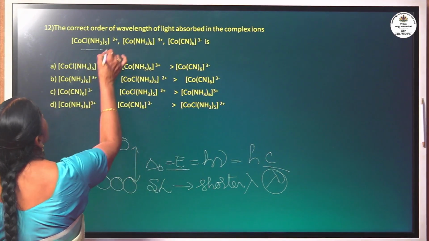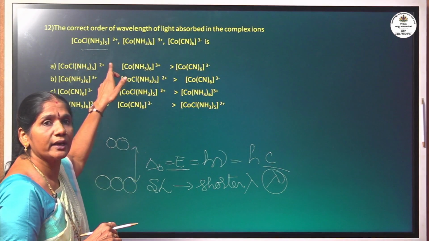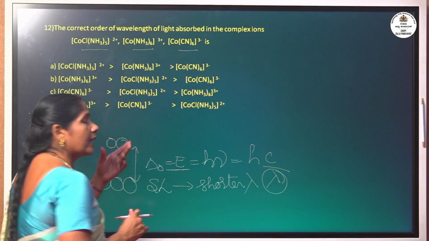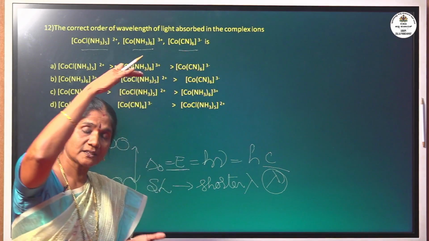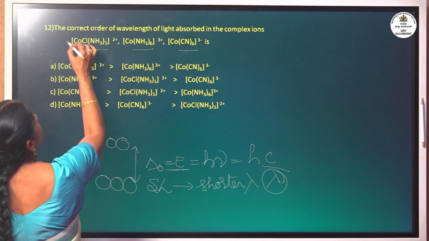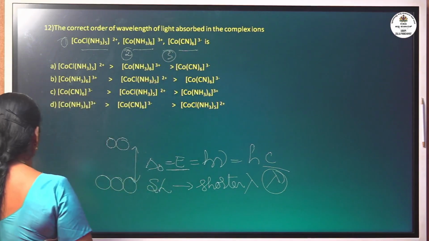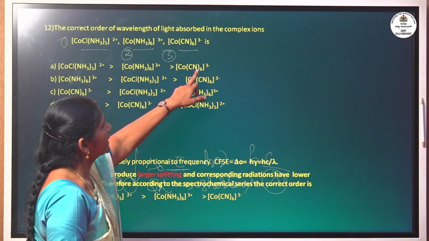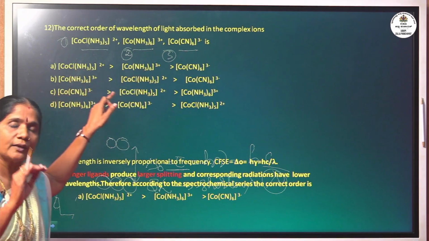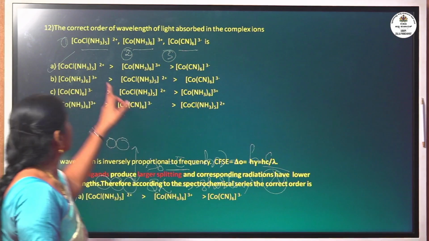And if you see here the type of ligands, the first one has ammonia, and even though ammonia is a strong ligand, along with this there is chlorine which is a weak ligand. So, the splitting is slightly reduced in this case. Here it is ammonia, here is cyanide. So, according to the spectrochemical series, cyanide produces the highest splitting and the shortest wavelength, and you have to go for the selection where this is number 1, this is the second one, and this is the third one, and the answer is A, where the highest energy and shortest wavelength is for the cyanide complex, and then comes ammonia, and the effect of ammonia is reduced by the presence of chlorine in the first one. So, the correct order, the answer is this one.